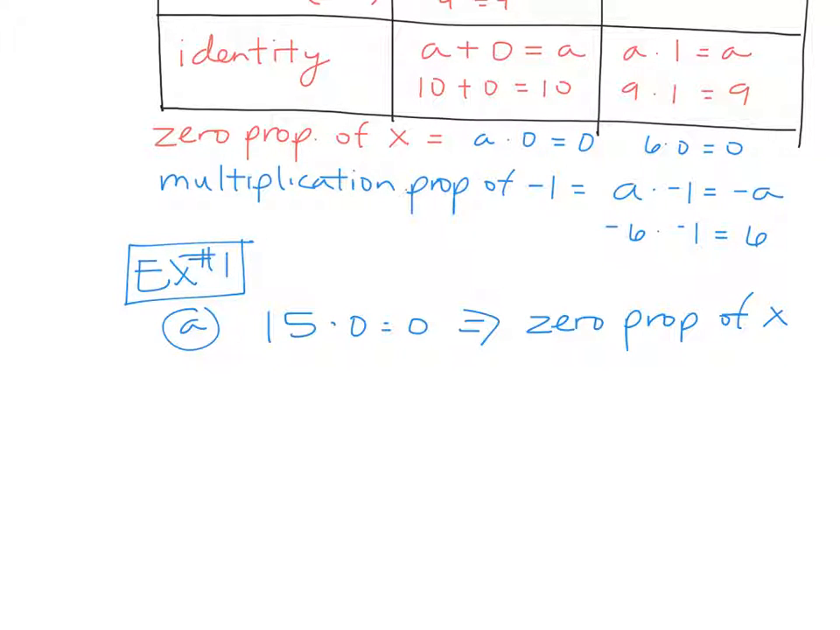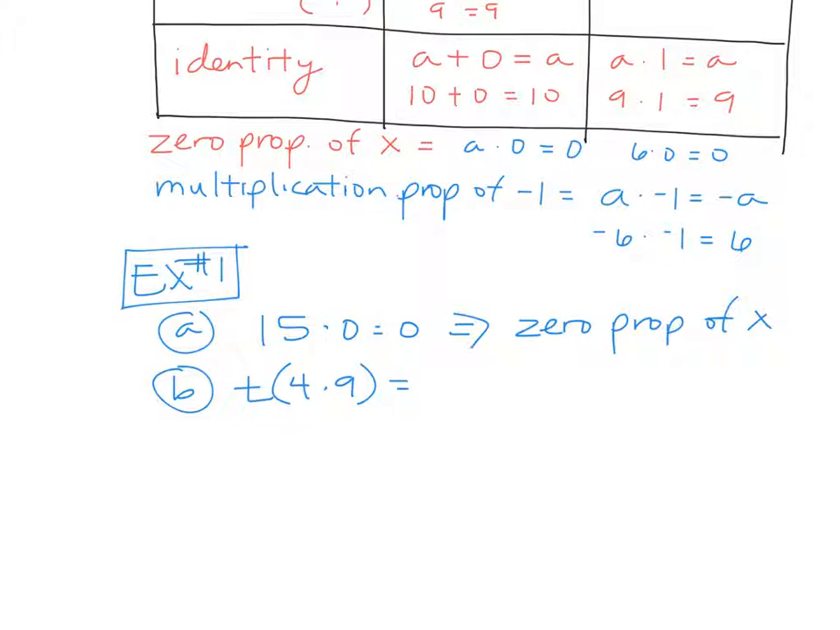Okay, what if I do this one? If I said t times 4 times 9 equals t times 4 times 9. Associative of addition or multiplication? Multiplication, right? We're multiplying. So this one would be the associative property of multiplication.